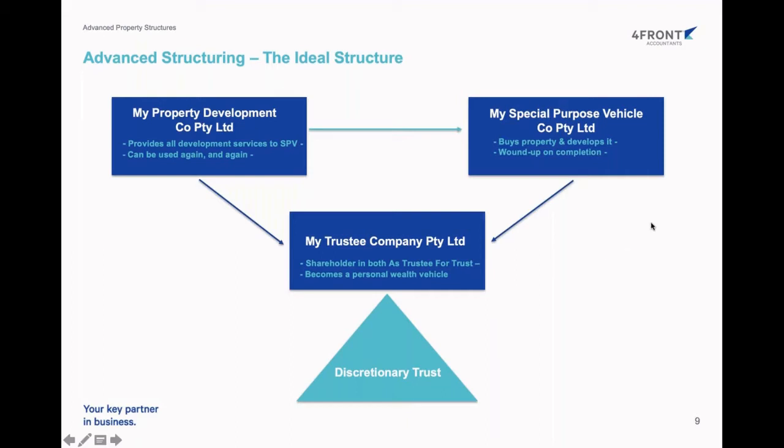So as I've got here set up, we've got an entity called My Property Development Co. In this instance, it's the entity that will provide all the development services to the SPV, which is the special purpose vehicle. And that entity can be used again and again. So you set that company up, and that company's got wide use and it's got limited risk.